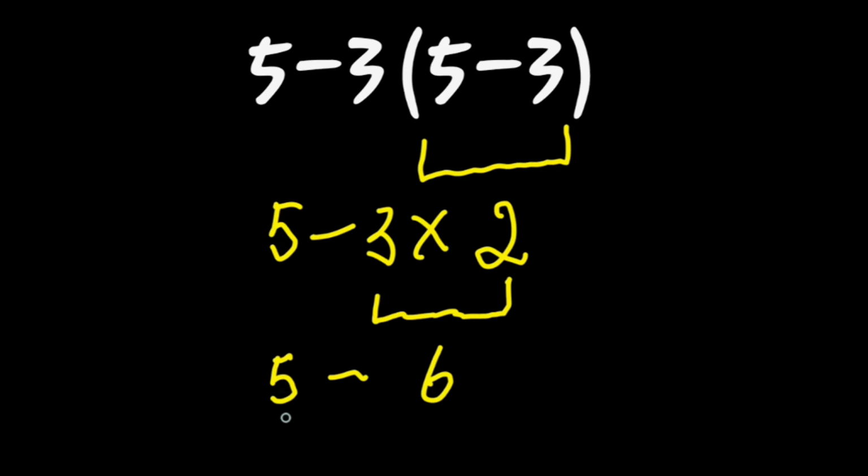Step 3, now we finish with subtraction. 5 minus 6 equals -1. So the final answer to 5 minus 3(5 minus 3) is -1.